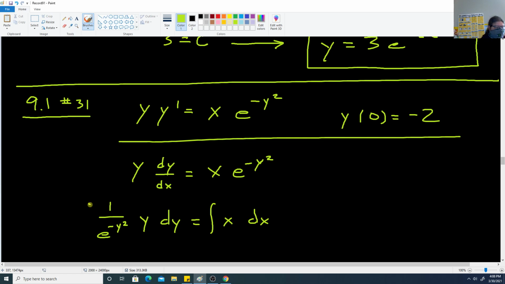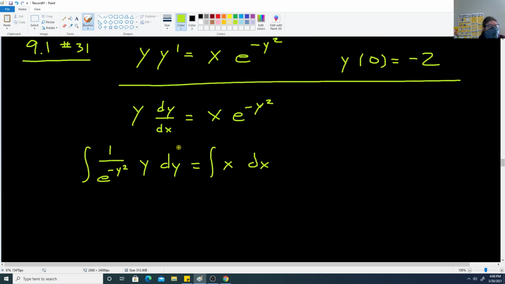Going to set up to integrate these. If you have a negative exponent in the denominator, you can move that up to the top, and that would be e to the y squared as a positive exponent. We'd have the integral of e to the y squared times y dy equals the integral of x dx.